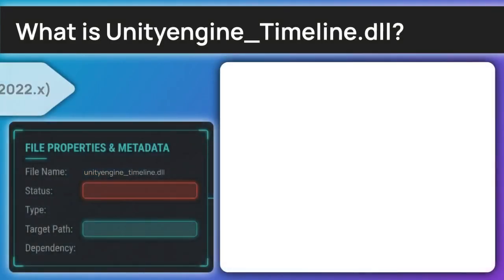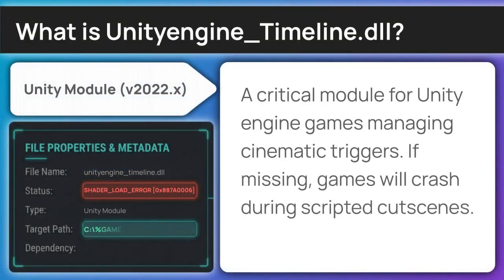This is the Unity Engine Timeline, a critical module for Unity Engine games managing cinematic triggers. If missing, games will crash during scripted cutscenes. Now that the technicals are covered, let's run the official installer.